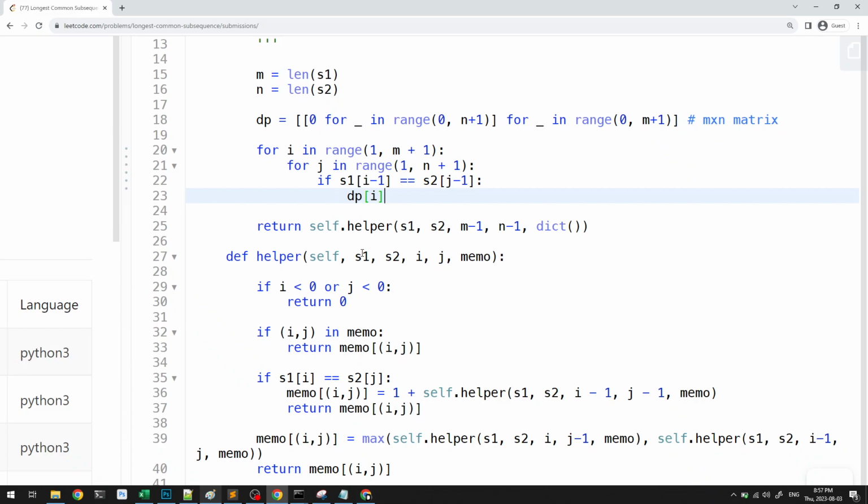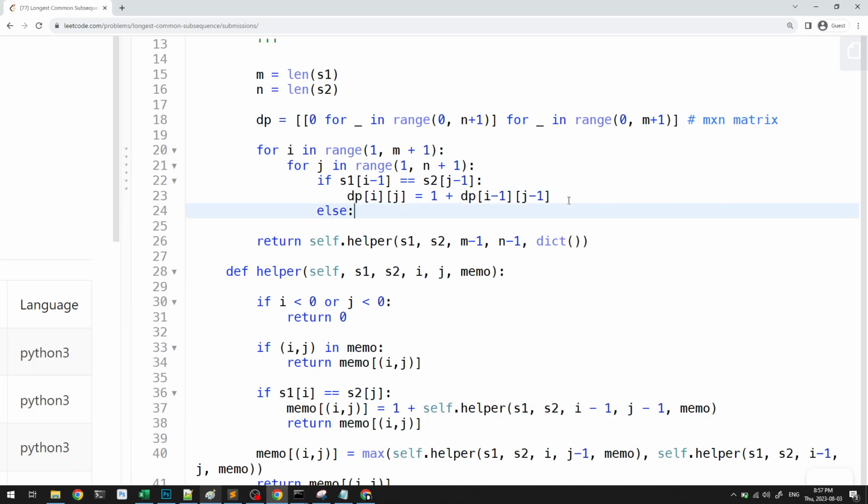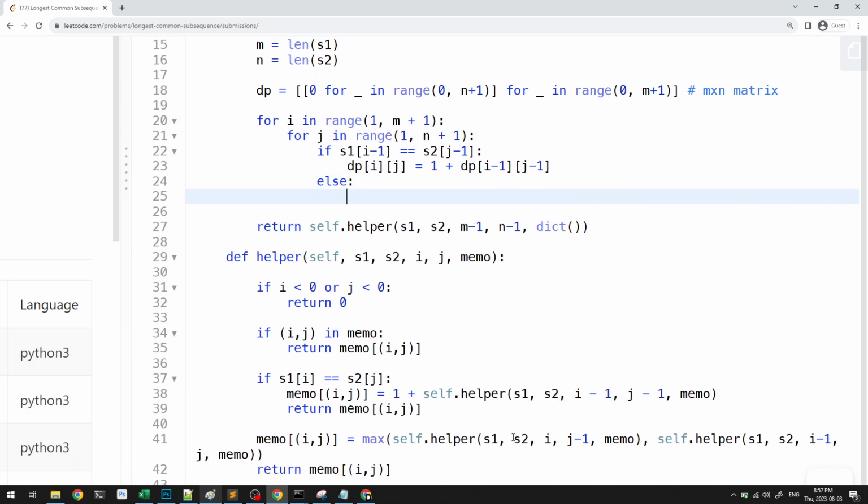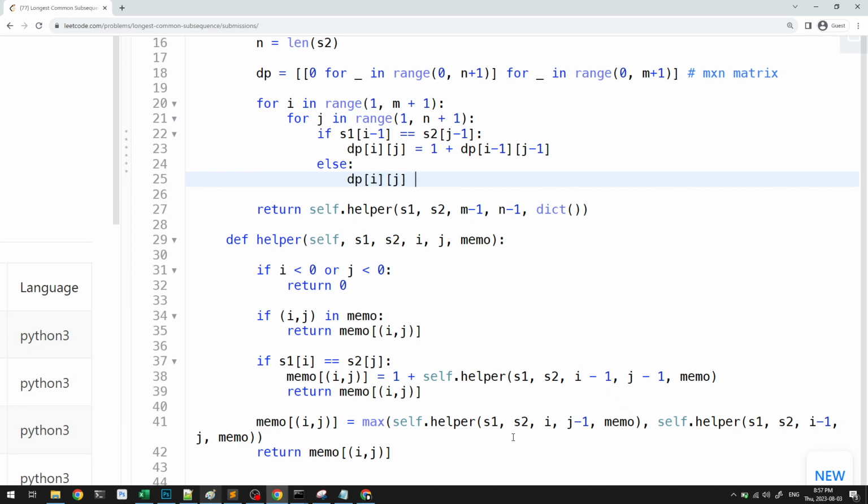But anyways, here we're checking the last element, and if it is the same, then what can we do? Well, then dp at i and j, this is basically like my memo, is equal to 1 plus dp at i minus 1, j minus 1, right? I'm just basically copying what I have here. Otherwise, we have this scenario here. So dp at i and j is equal to the maximum of dp at i, j minus 1, and dp at i minus 1, j. And that's all that we have.